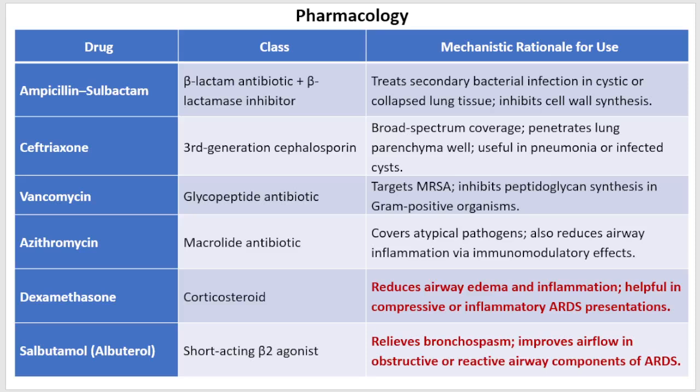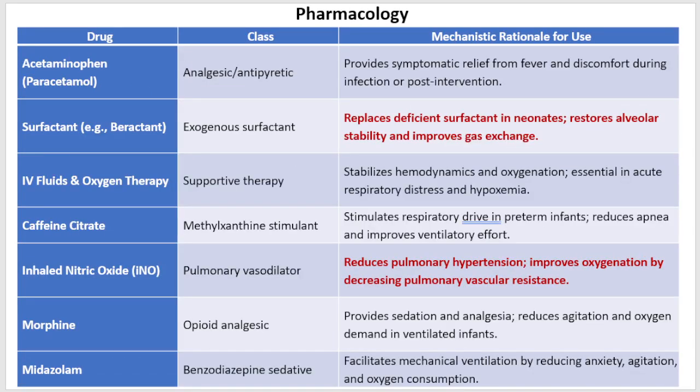Salbutamol, also called albuterol, a short-acting beta-2 agonist or stimulant, is nebulized at 0.15 mg per kg every 20 minutes for up to 3 doses. Then, it is given as needed, on an SOS basis. It relieves bronchospasm and improves airflow. For symptomatic relief, acetaminophen or paracetamol is given at 10 to 15 mg per kg every 6 hours, and helps manage fever and discomfort during infection or post-infection.